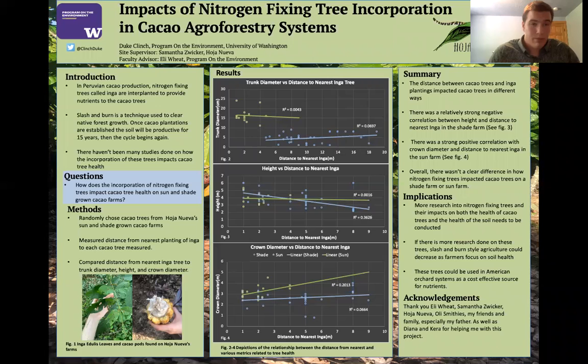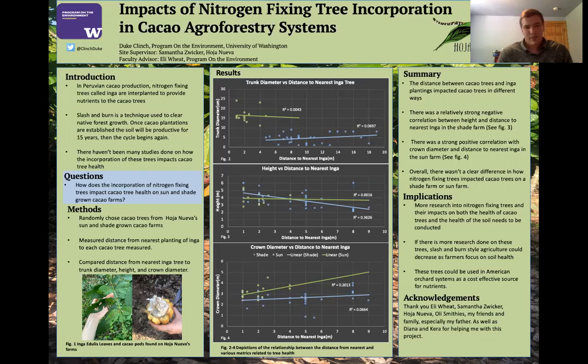So in Peruvian cacao production, nitrogen-fixing trees called Inga are interplanted to provide nutrients to the cacao trees and the soil. And traditionally, slash and burn is a technique used to clear native forest growth in the Amazon. Once cacao plantations are established, the soil will be productive for 15 years, then the cycle of slash and burn begins again.